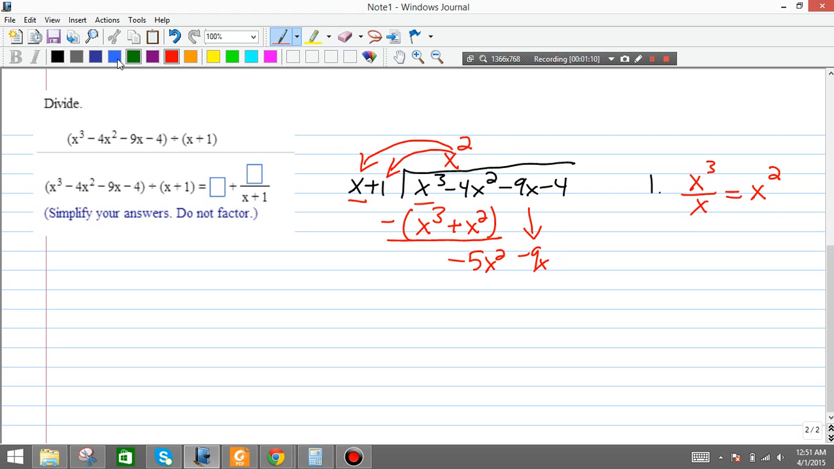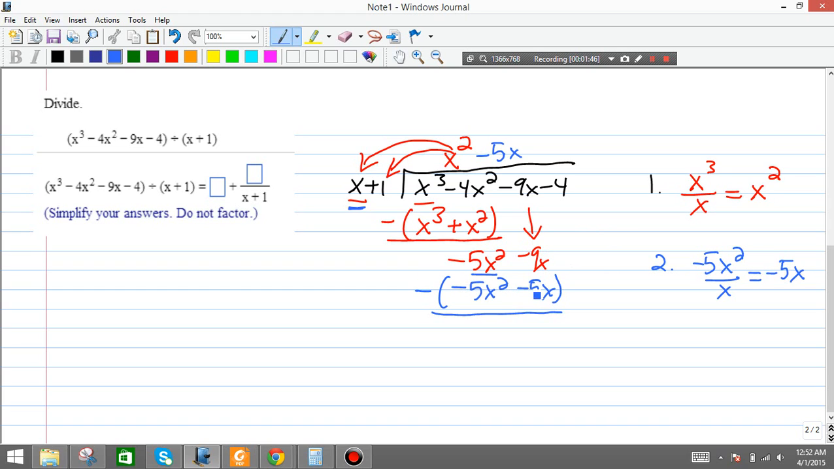And then you ask, how many times does x go into negative 5x squared? And that over x is negative 5x. And then that negative 5x goes here. And then negative 5x times x is negative 5x squared. And then negative 5x times 1 is minus 5x. And then you subtract.